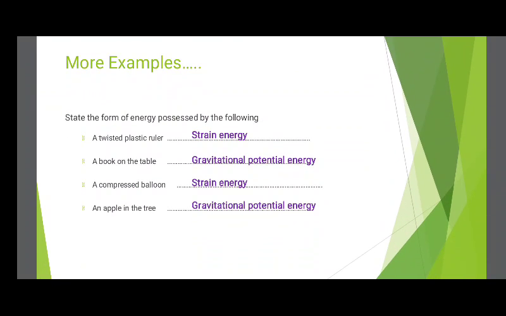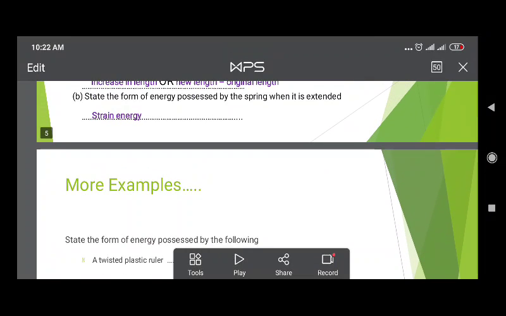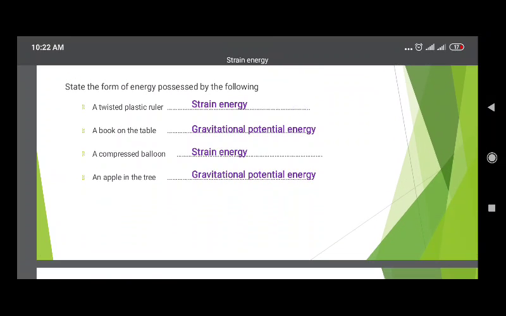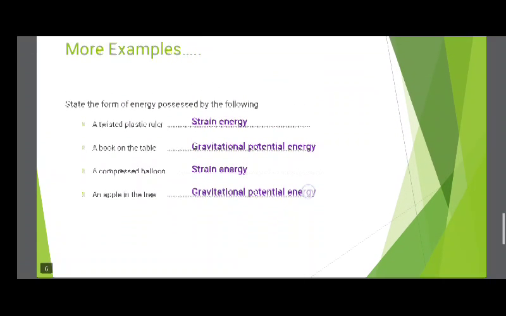All right, more examples. State the form of energy possessed by the following. A twisted plastic ruler. Okay, so it's strain energy, as you can see. A book on the table. That's gravitational potential energy. Then you have a compressed balloon. That should be strain energy. Then you have an apple in the tree. That should be gravitational potential energy.